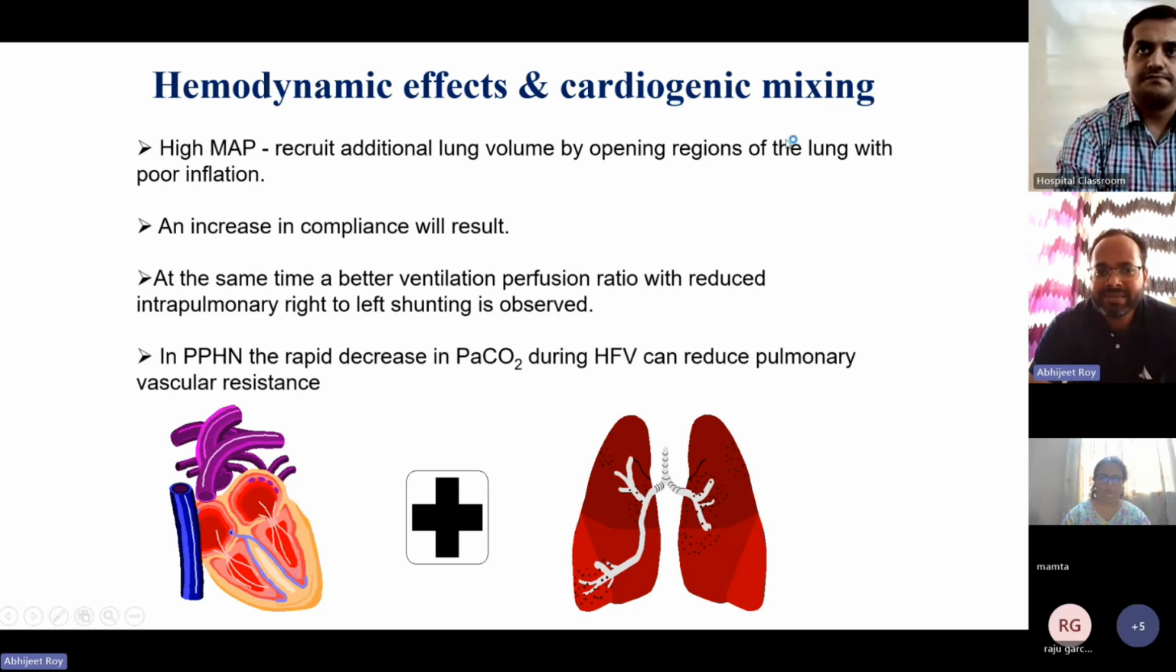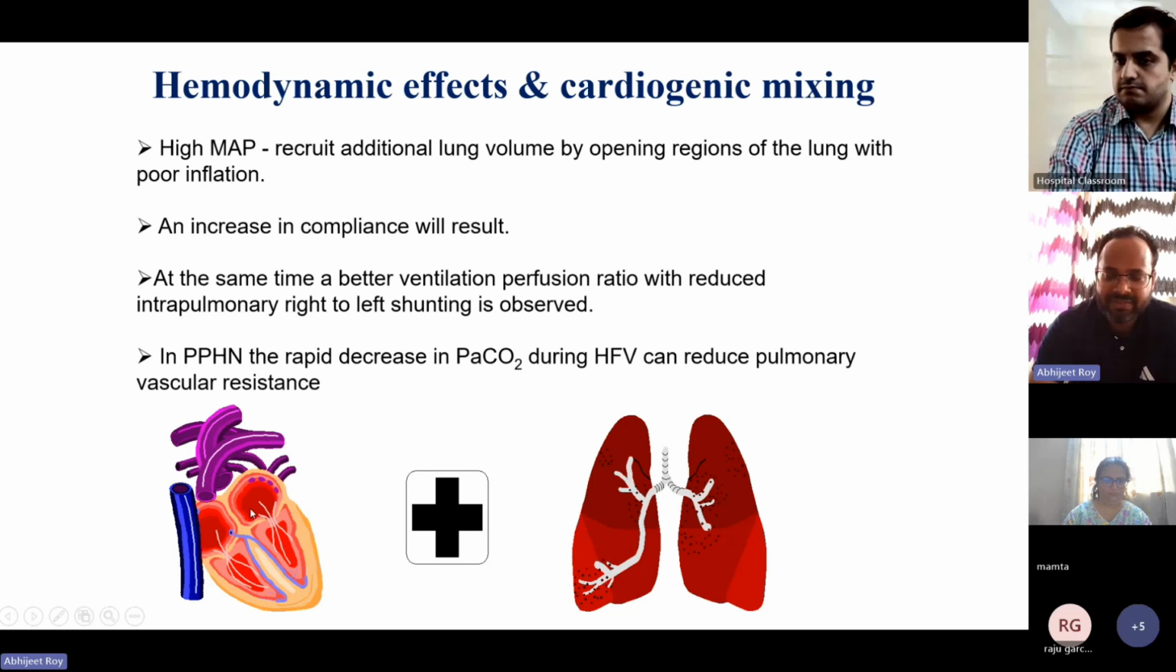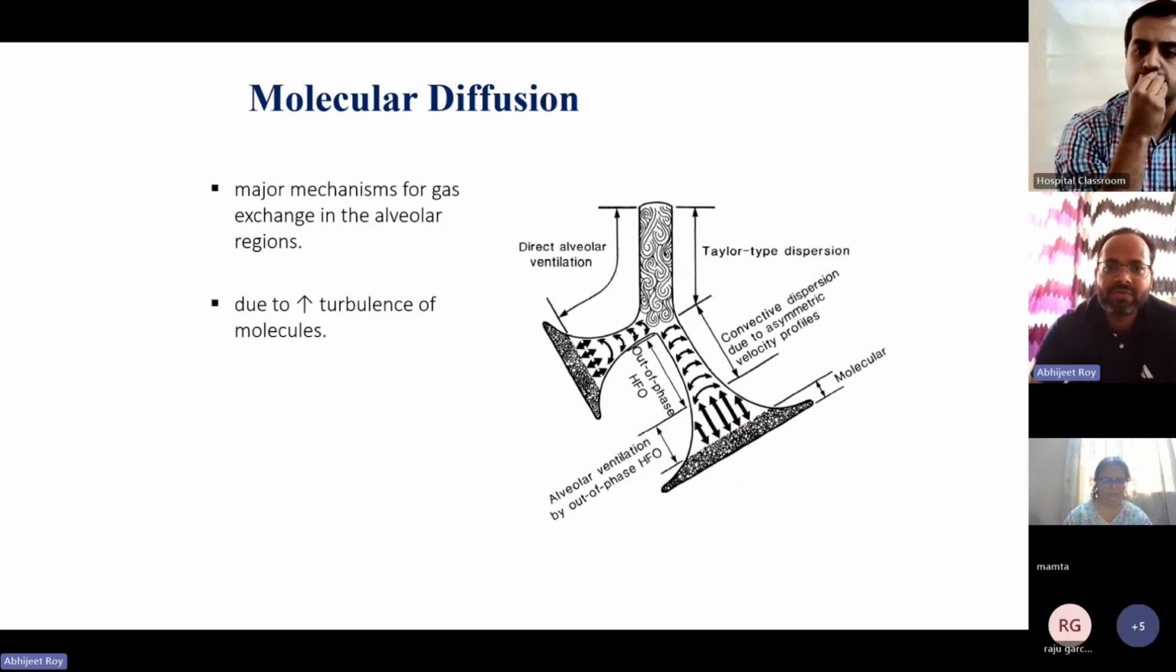So what happens in cardiogenic mixing? As we know, the baby is not actively breathing. Baby is not breathing on its own, and there are small fluctuations of the tidal volume. So the lung adjacent to the heart also helps, as gaseous exchange occurs because of the beating of the heart, and it contributes minimally, but still it does help in gaseous exchange. For molecular diffusion, as we know, this occurs at the level of the interface between the alveoli and the air.